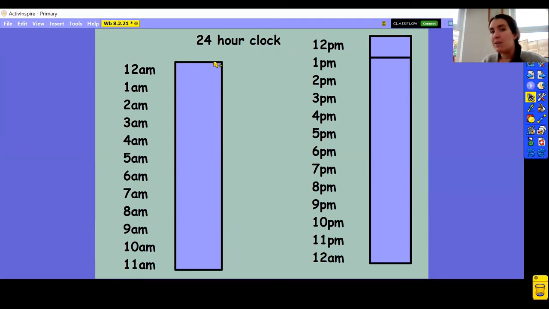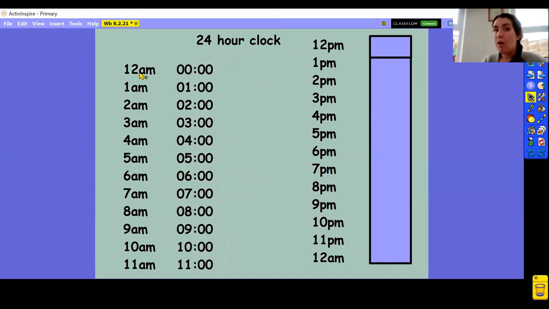So when we're writing times in a 24-hour clock, it looks a little bit different. On a 24-hour clock, you only receive digital time. So it starts off quite simple. So 12 AM is 0000. 1 AM is 0100.